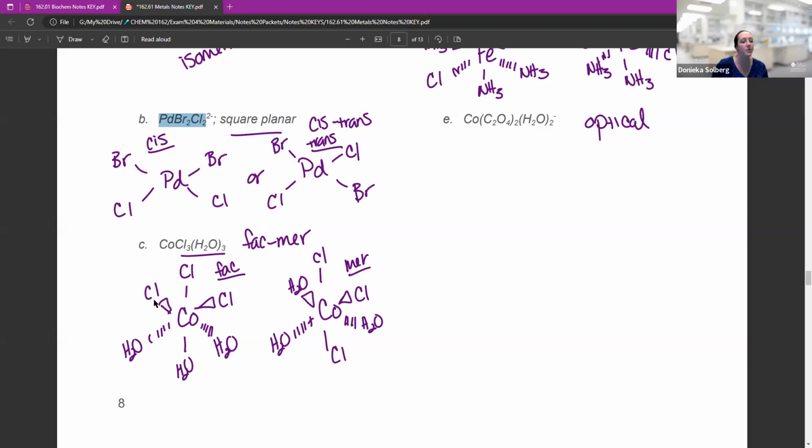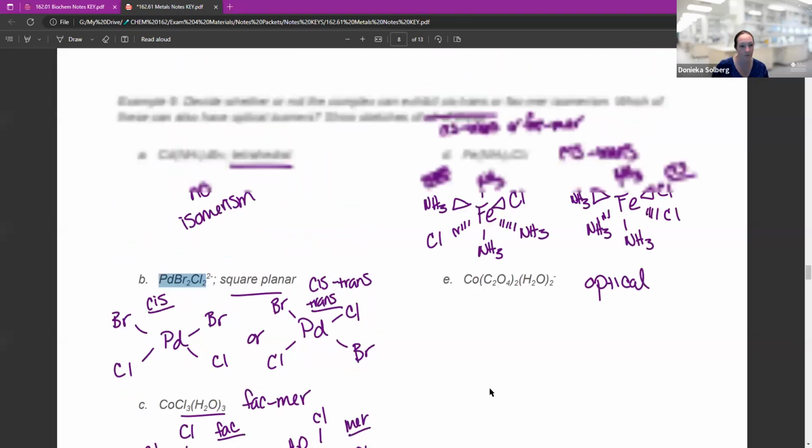Okay. Now, if you put them both on the same wedges or dashes and up, so group them together, that's a FAC. And if you put them all along the middle, chlorine coming out at me, chlorine going down, that's MER. And you can probably see it from the drawing as well. But that's how I figured those 2 out. So draw the bonds and then stick the stuff on.